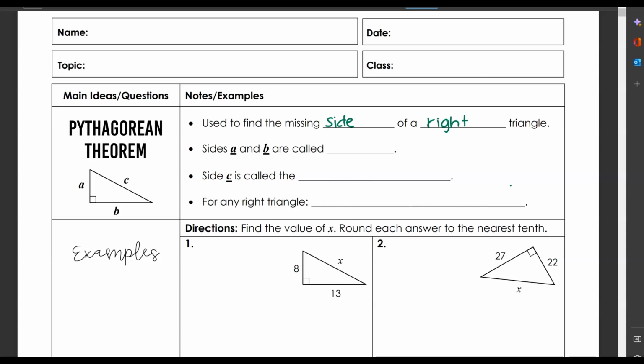Now it is very critical that we are discussing a right triangle. We cannot use the Pythagorean Theorem with non-right triangles, okay? So sides A and B are going to be called the legs, and it does not matter which one is which leg. We don't distinguish leg A versus leg B. They're just the legs. And side C is always correlated with the hypotenuse.